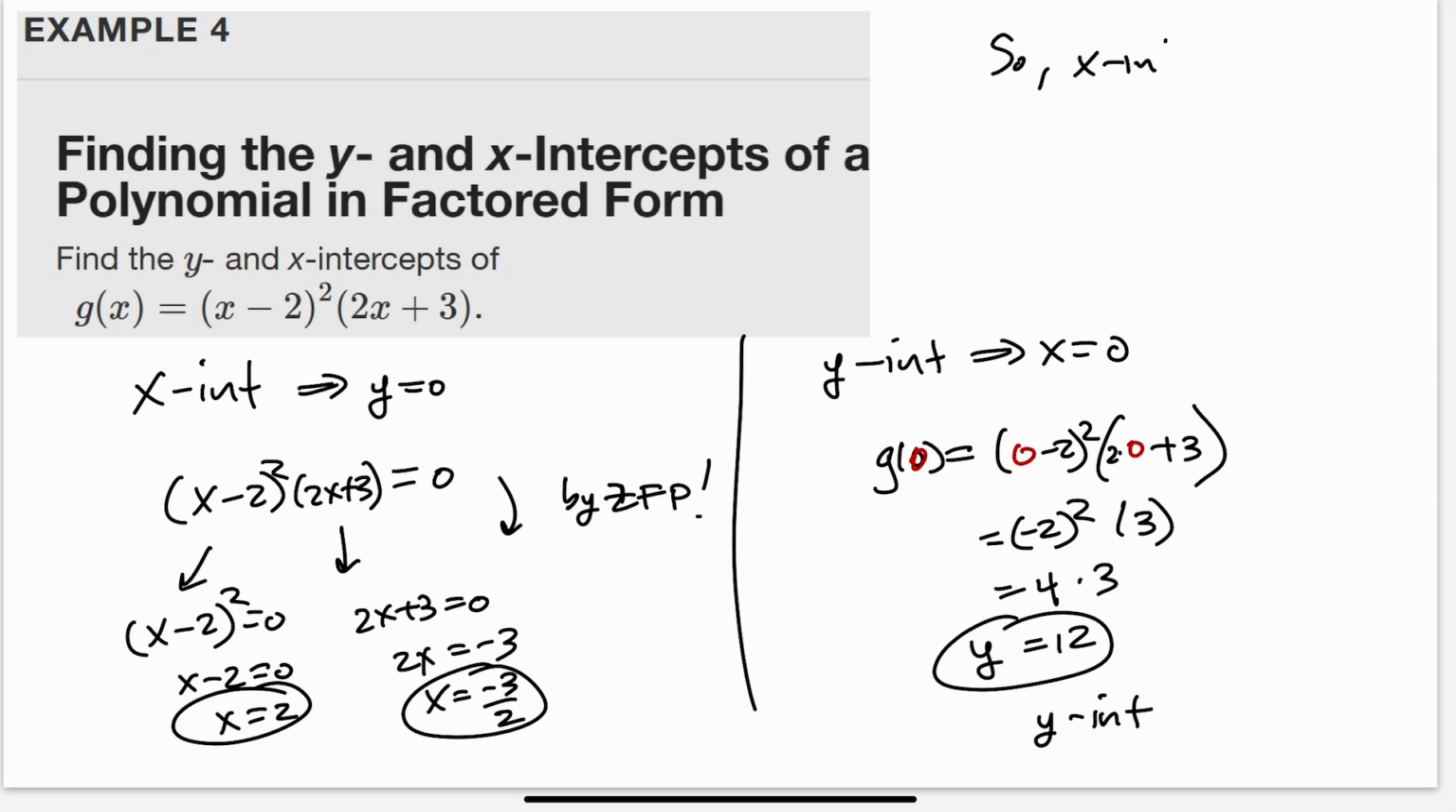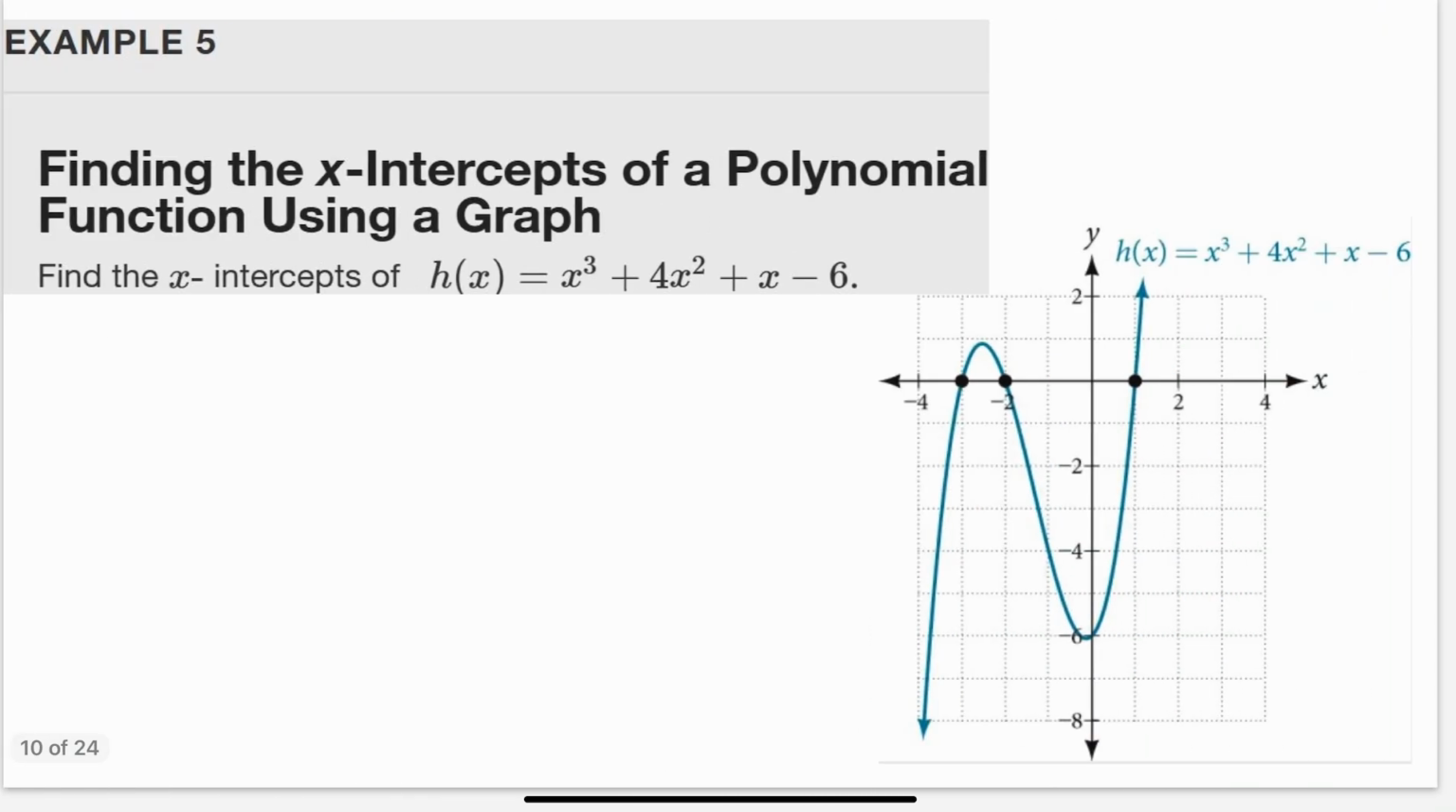So our x-intercepts are x equals 2 and negative 3/2. The y-intercept is y equals 12. We answer the question. Let's look at example 5.